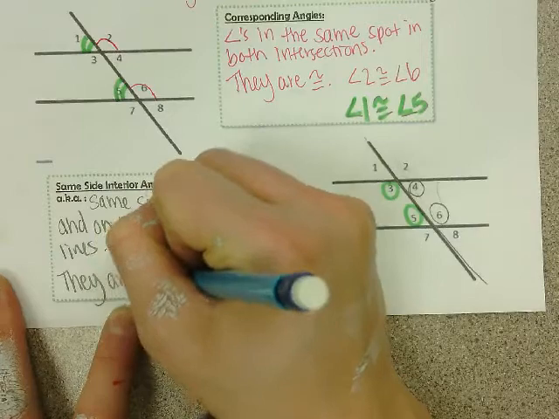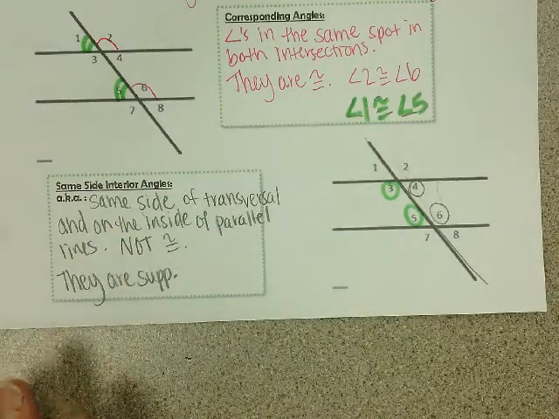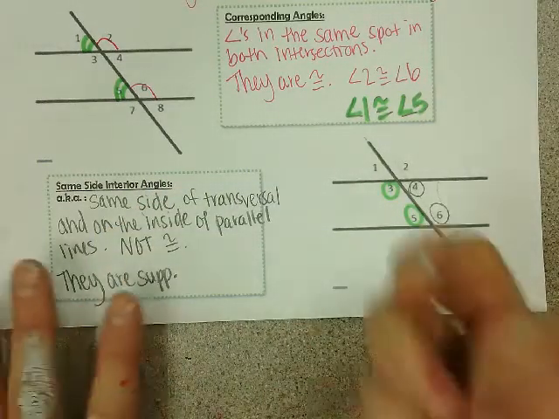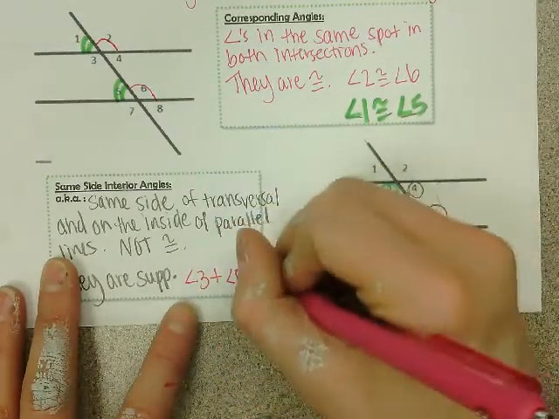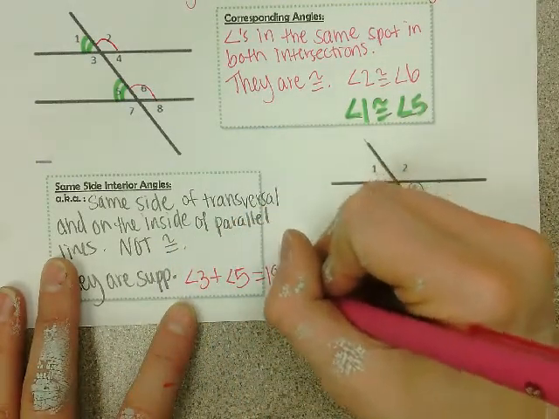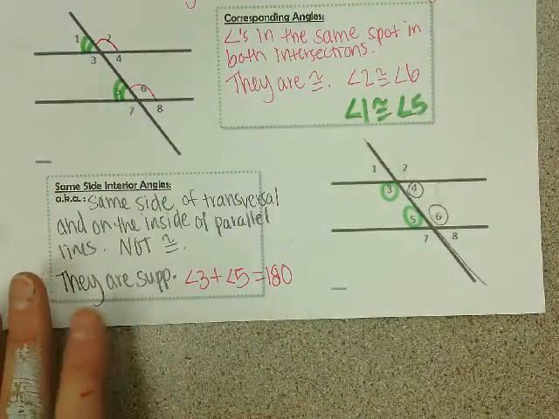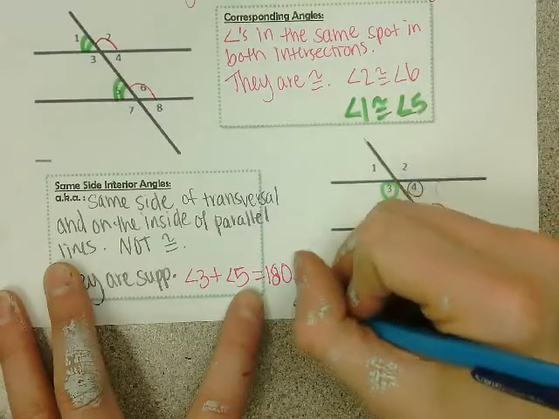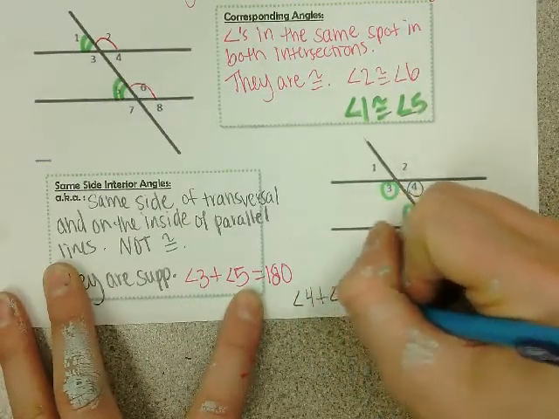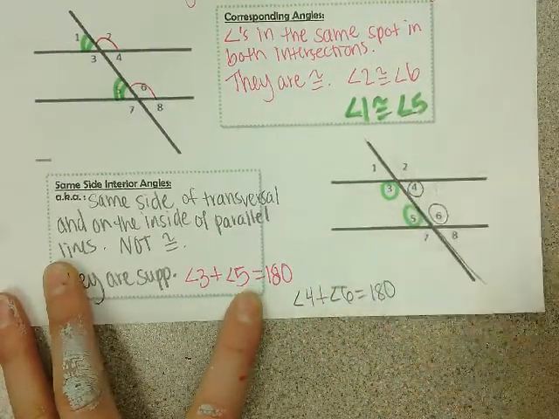All right, supplementary. So that means if I said angle 3 plus angle 5, I would get 180. Angle 4 plus angle 6 gets me 180.